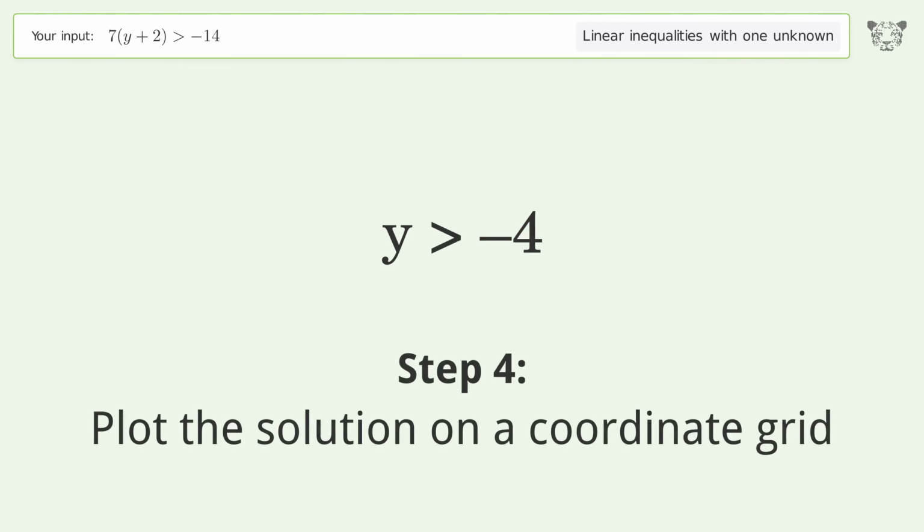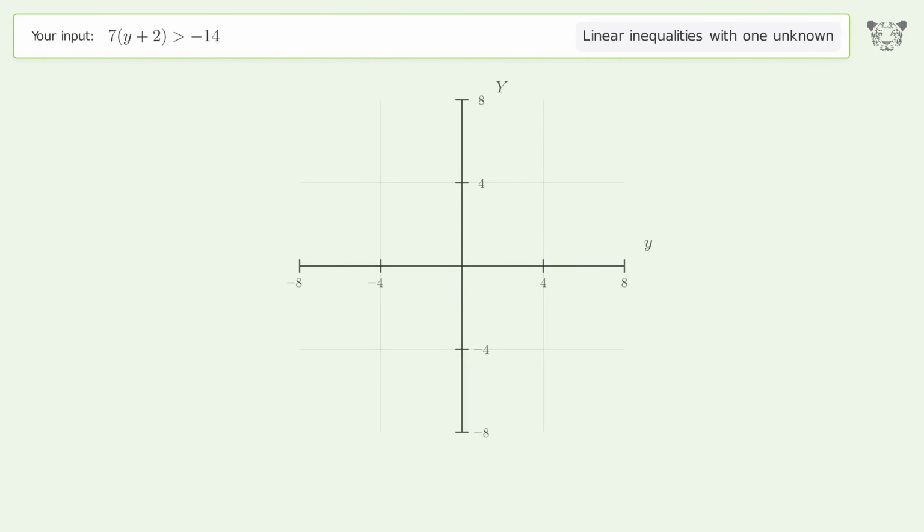Plot the solution on a coordinate grid. And so the final result is y greater than -4.